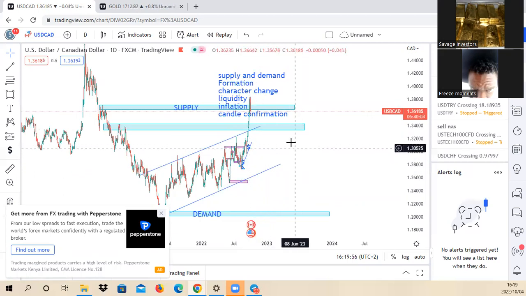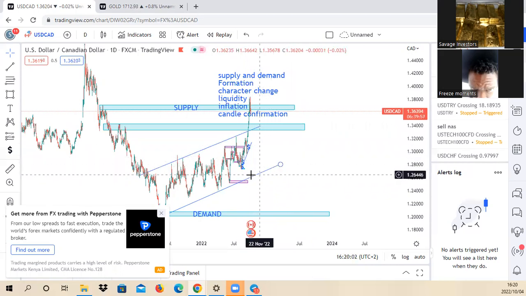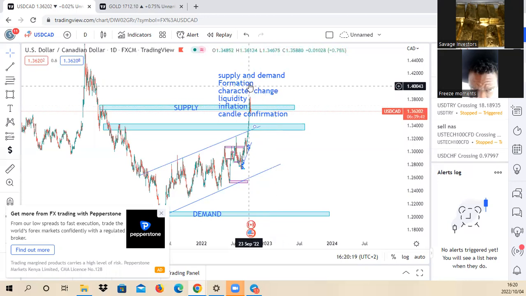support. So the market breaks upward. So when it breaks upward, we are looking for basically confluence. We are looking for confluence, and the confluence here we're going to get it from the formation as well.